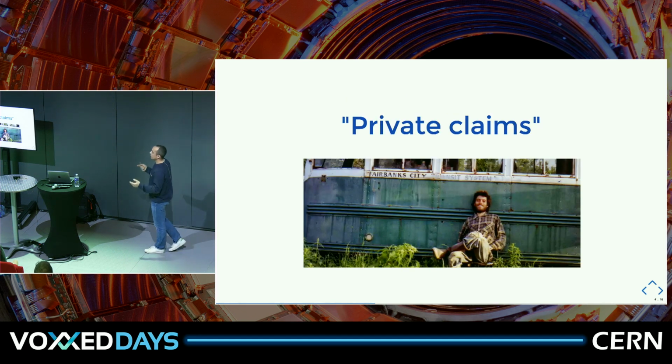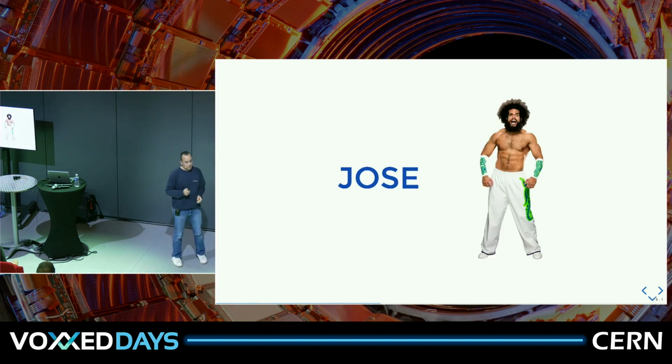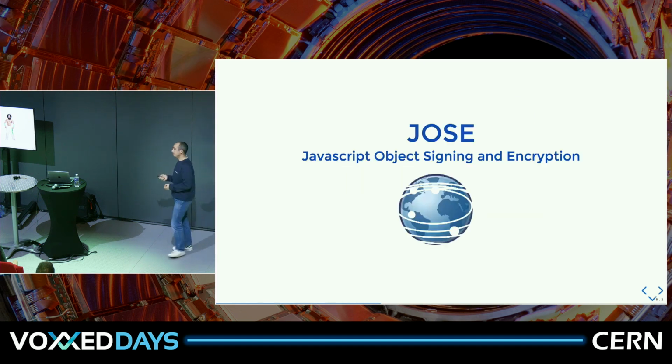And finally, the third part is the private claims. So you can basically do whatever you want in your token, but keep in mind that a JWT should remain compact to be sent in an HTTP context. So be careful with that.